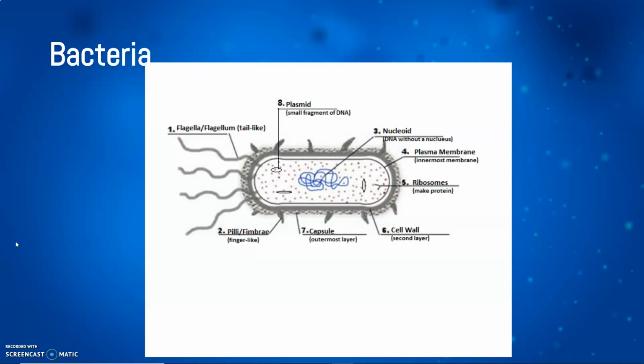If you were thinking viruses, you would be correct. Well done. Number 7, the capsule. This is the outermost layer of the bacterial cell. So it goes capsule, outermost, cell wall, second layer, plasma membrane, inner layer. The capsule, generally speaking, for most bacterial cells, is very sticky. This allows it to, again, latch onto different surfaces.